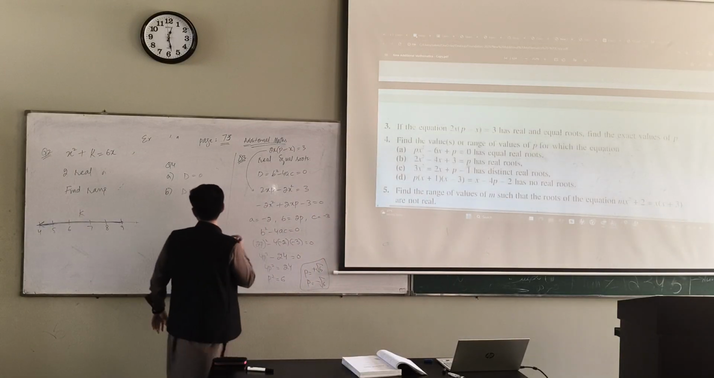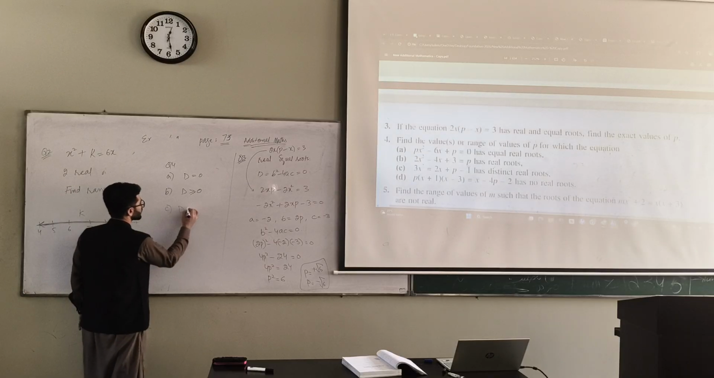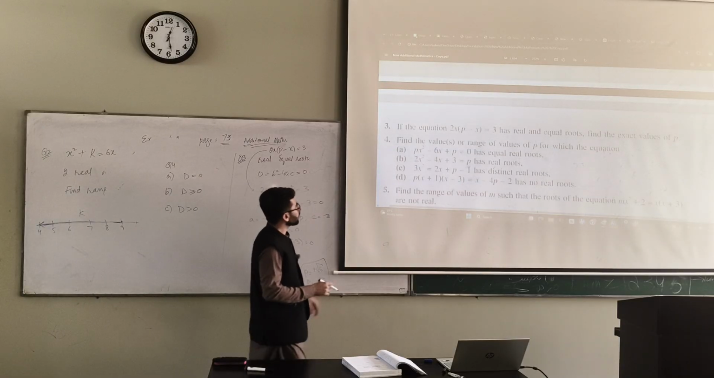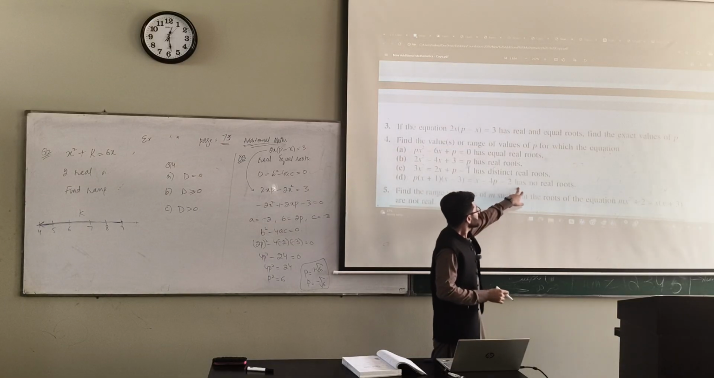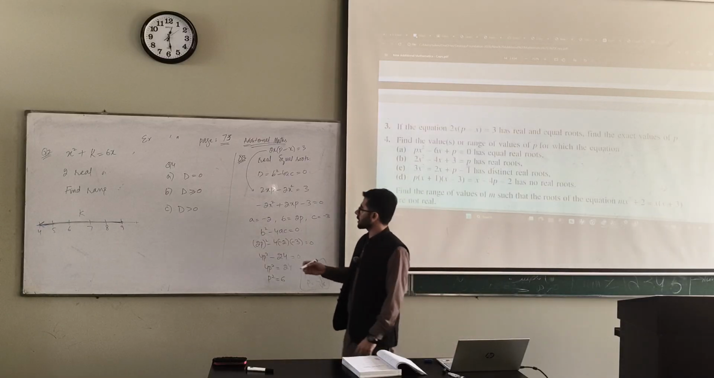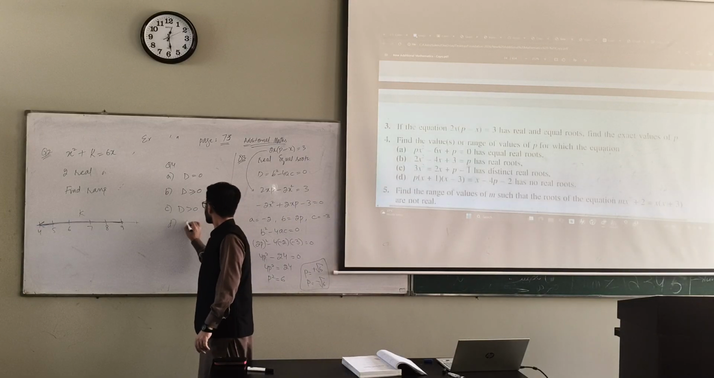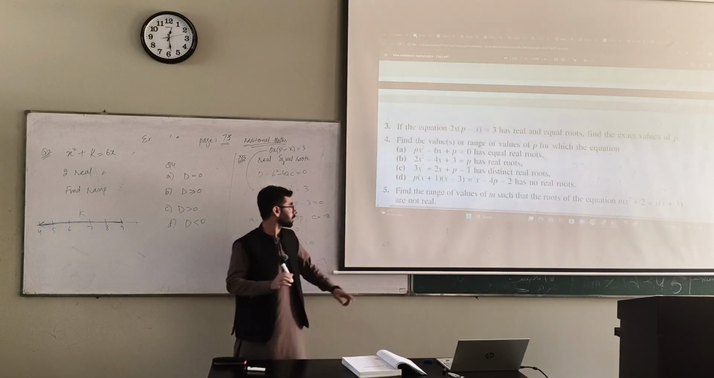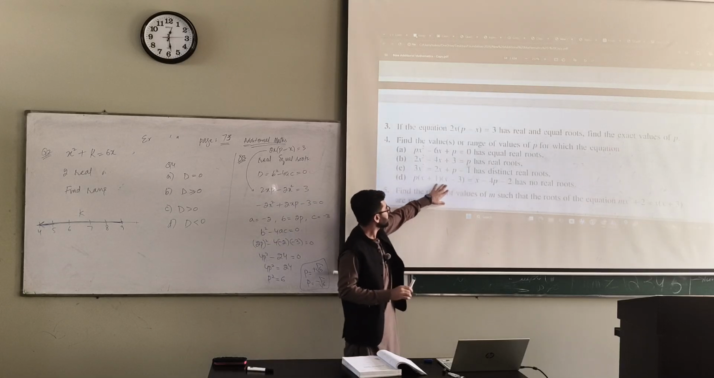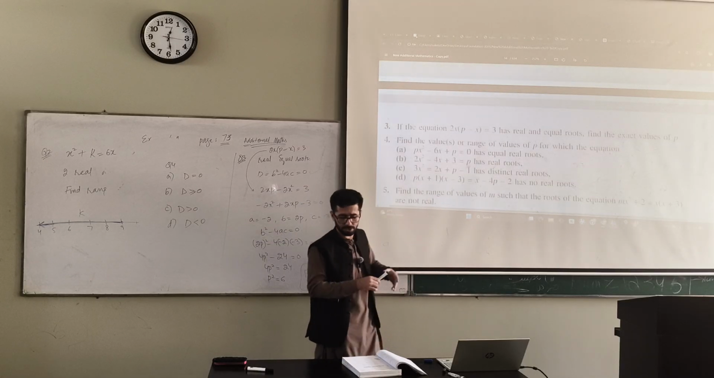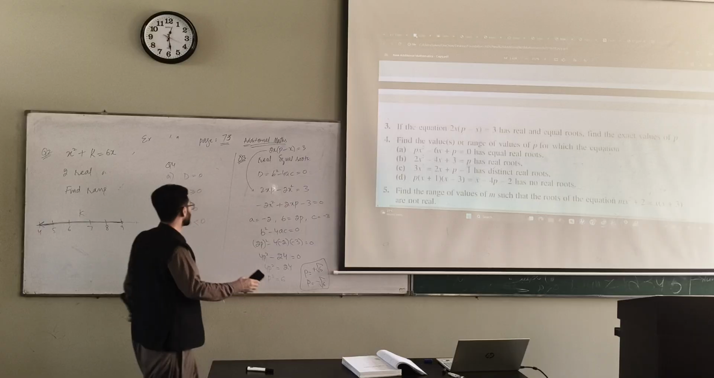Okay, the third part says it has distinct real roots. Distinct means different, so that means discriminant strictly bigger than 0. The fourth part says it has no real roots. So if it has no real roots, that means discriminant less than 0. Now look at this one. It looks a bit different, so let me simplify it for you.